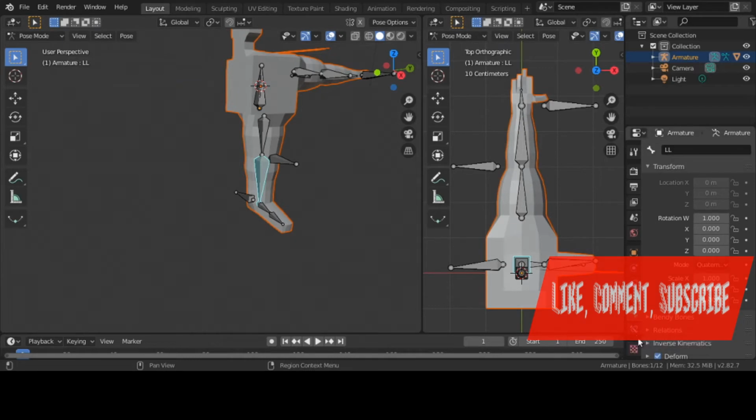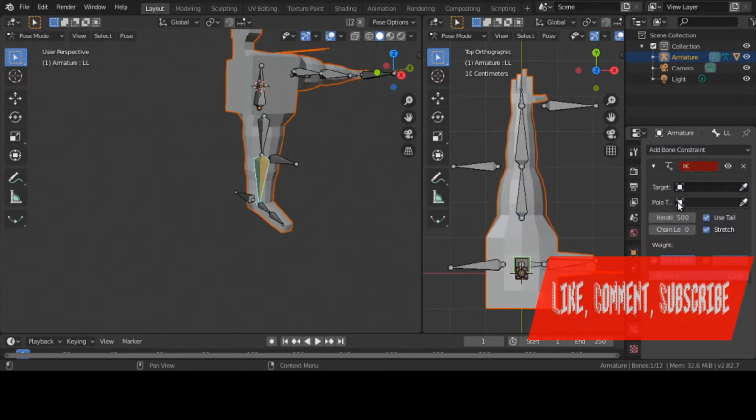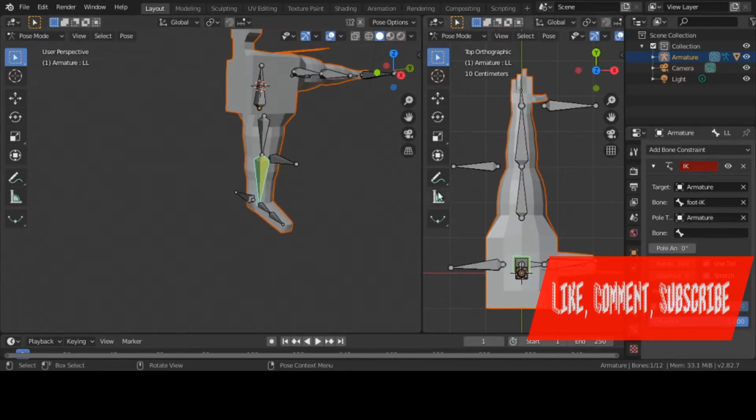Let's click on the blue bone that's encased in that ellipse. Click on it. Add constraint, Inverse Kinematics. My target is called armature. My bone for this leg is my foot IK right there, nice and simple. For my pole target, I go back to armature. My bone is the knee target. Let's see if I can find it. Knee pole, good, it's set up.